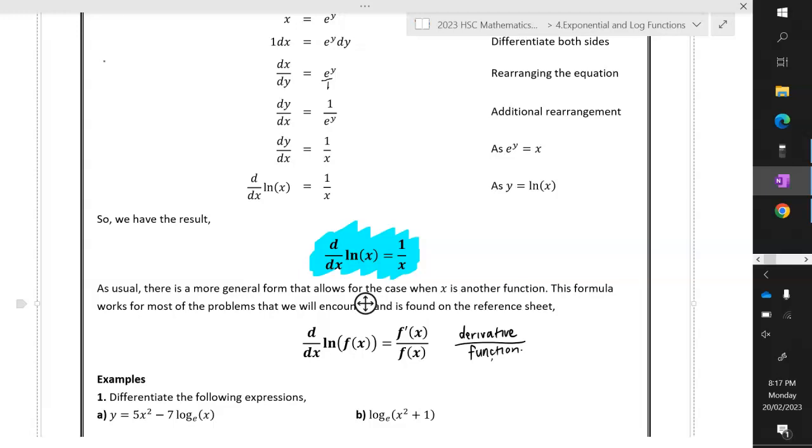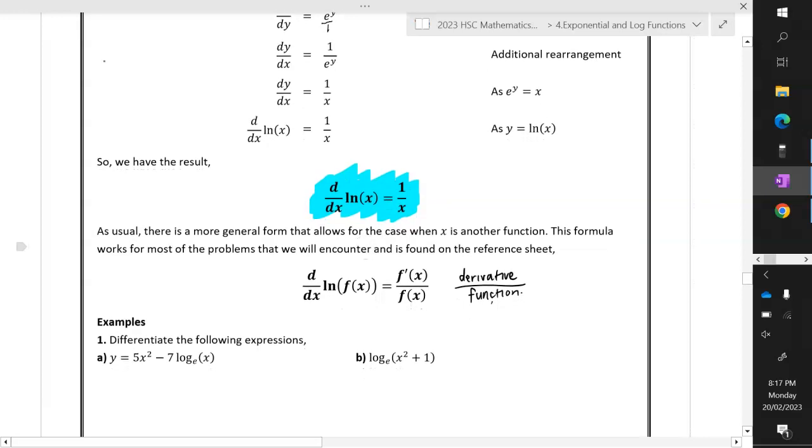So if this x here was bigger than x and we had some other function of x, the formula works for most of the problems that we will encounter, and so we can say that the differentiation of log of some function f of x is equal to the derivative on the function. So that's how I remember it. You can think of it as f dash of x on f of x, but it's the derivative on the function, and we're finding the derivative of this part f of x and popping it over itself.